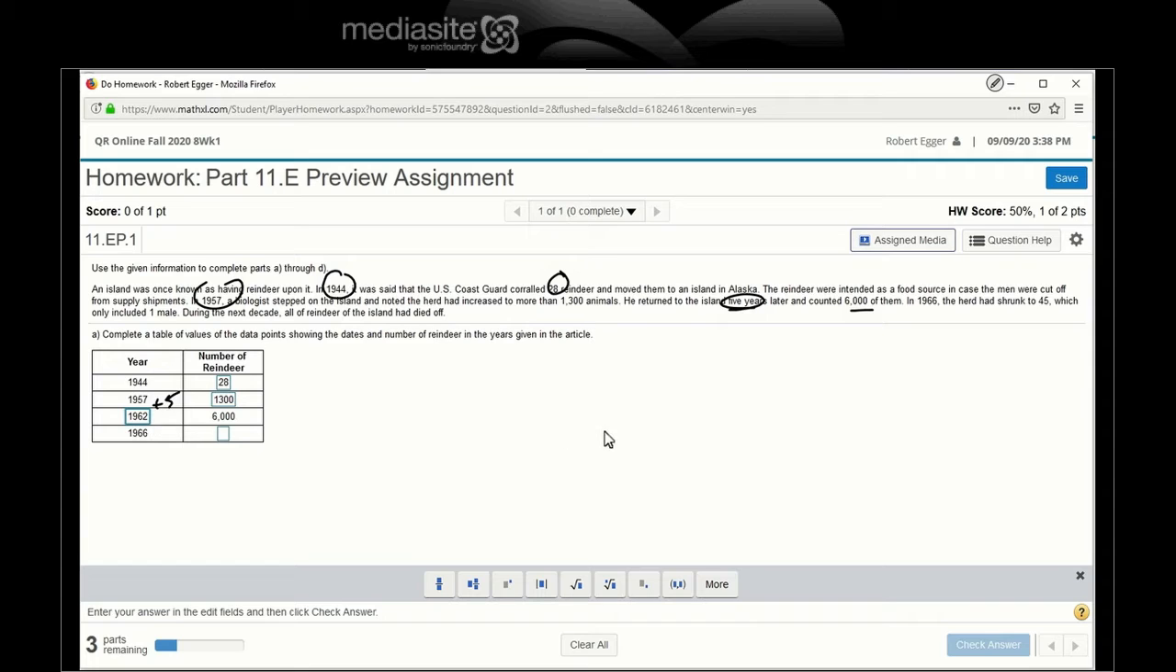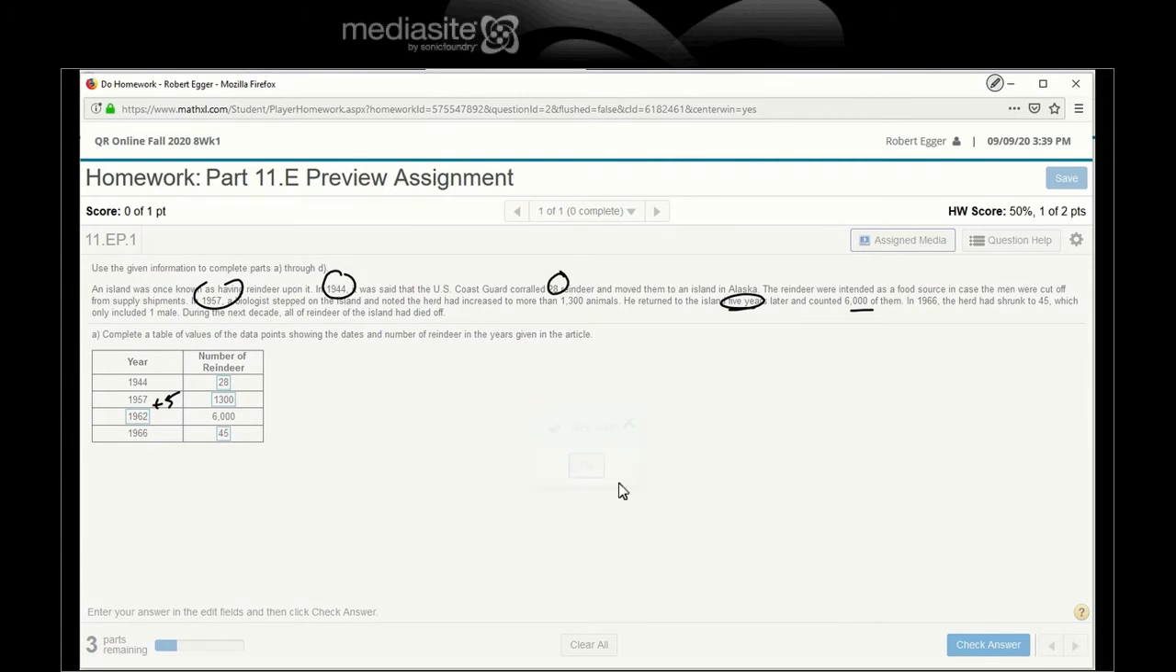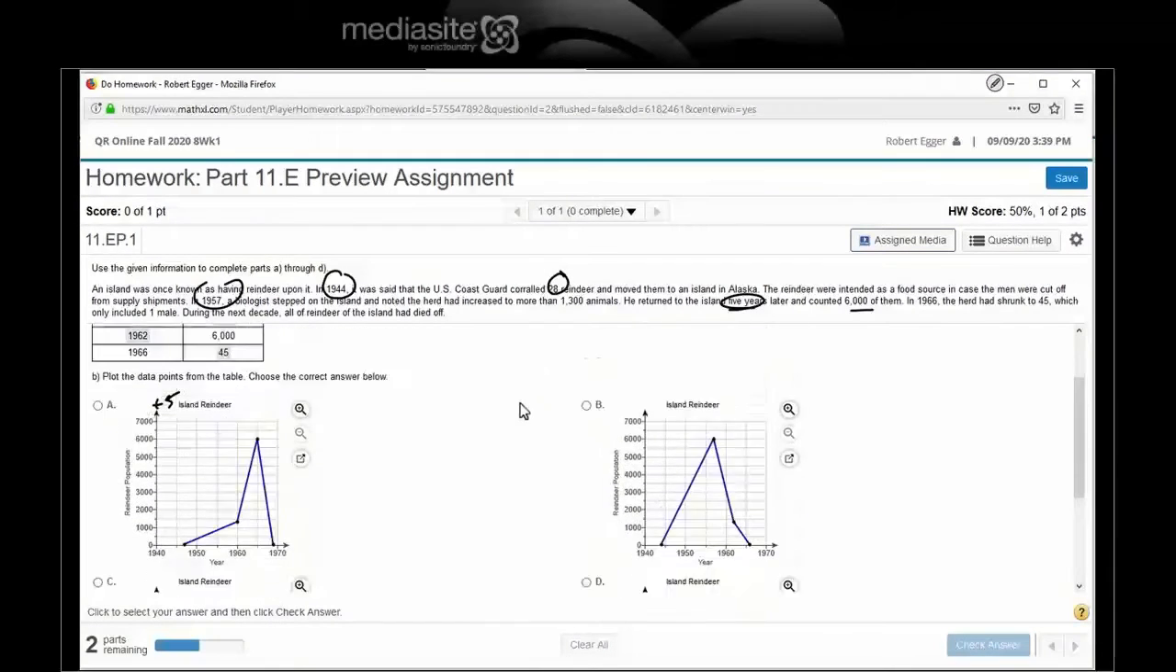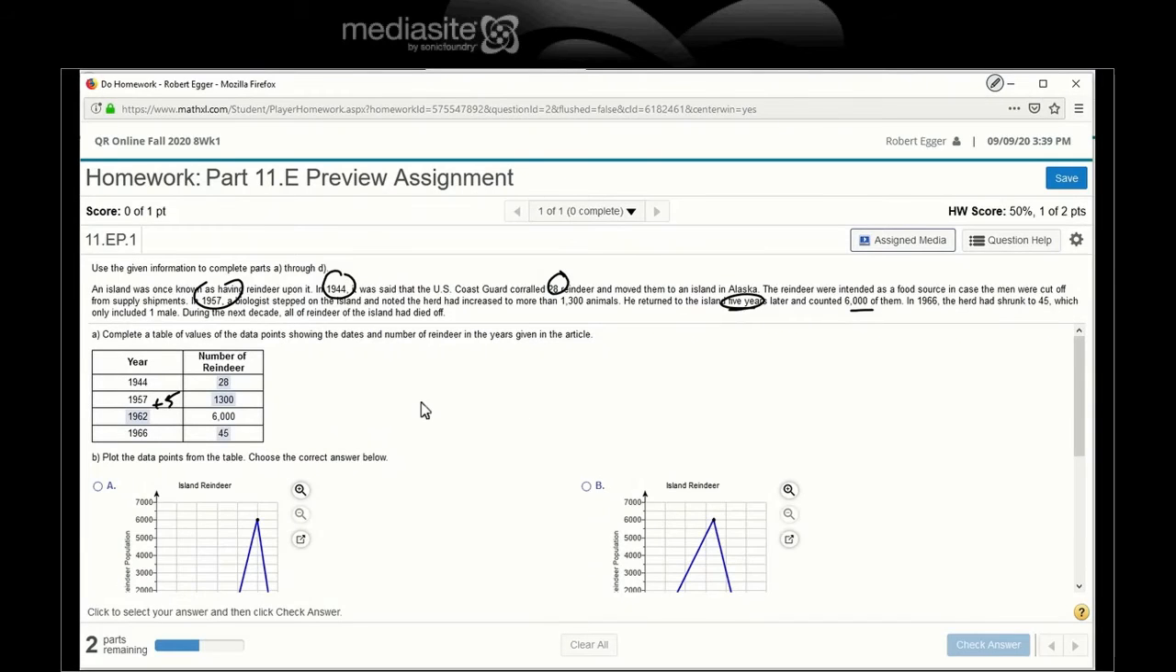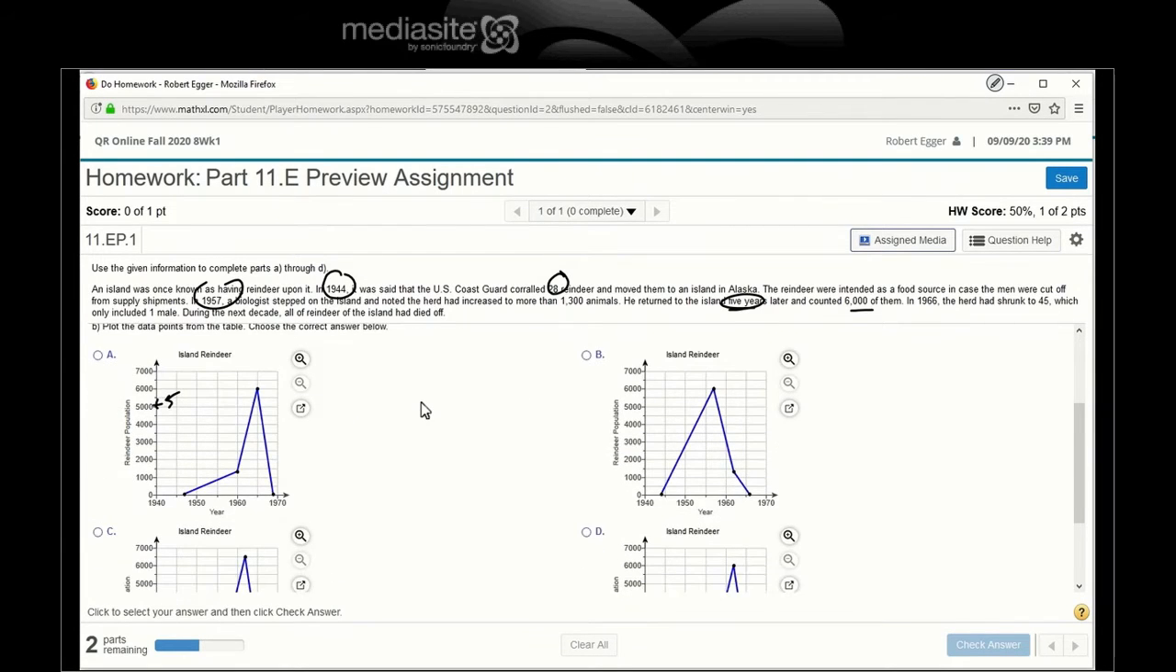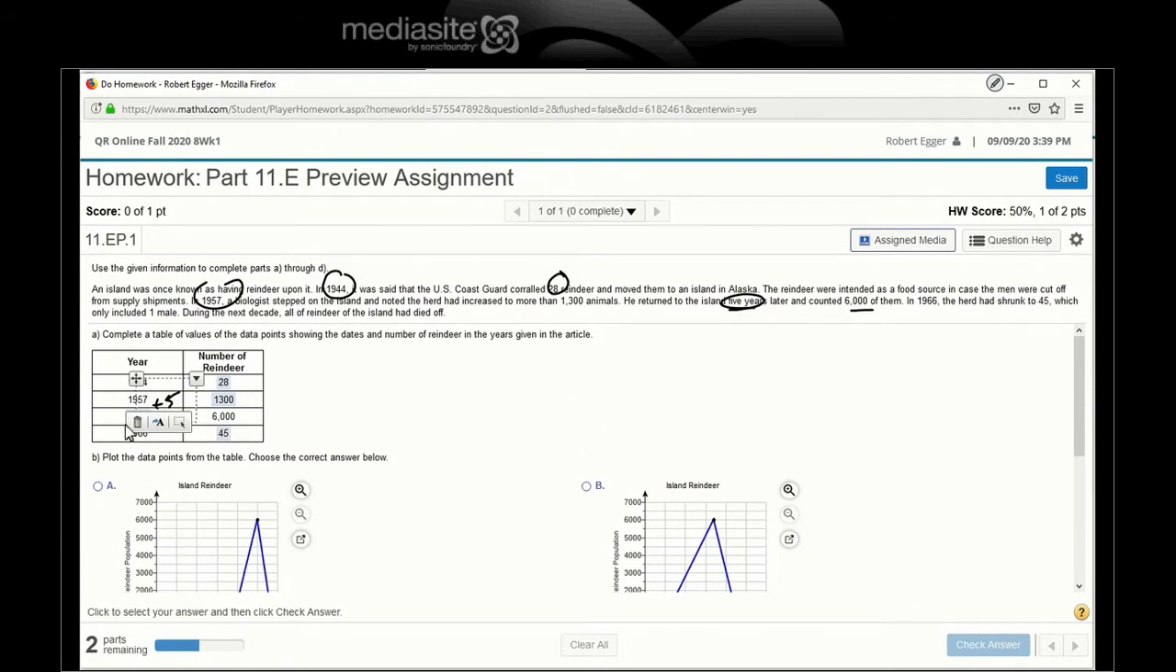In 1966, they came back 4 years later, and the herd had shrunk to 45, which only included one male. During the next decade, all the reindeer on the island had died off. Completed table. There we go. That's my table. Okay, so now let's compare the data to the graphs.